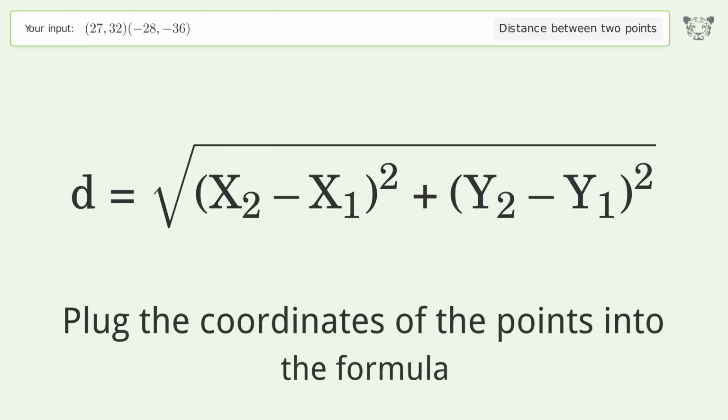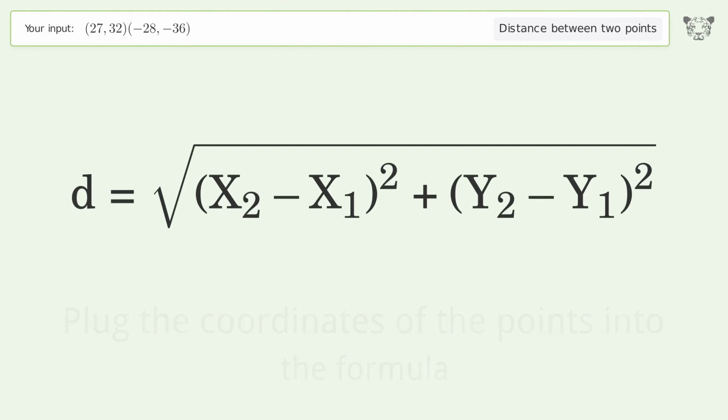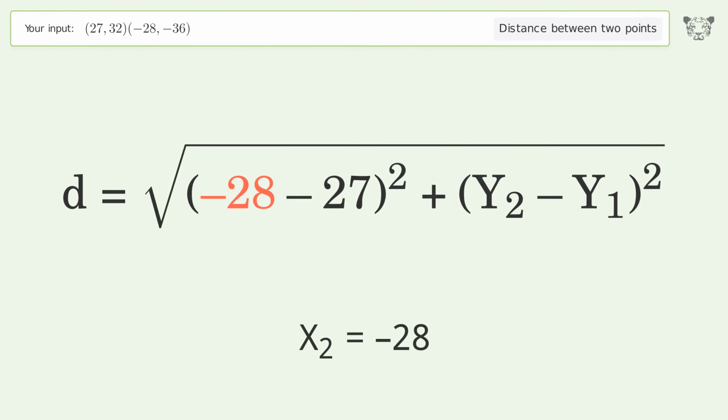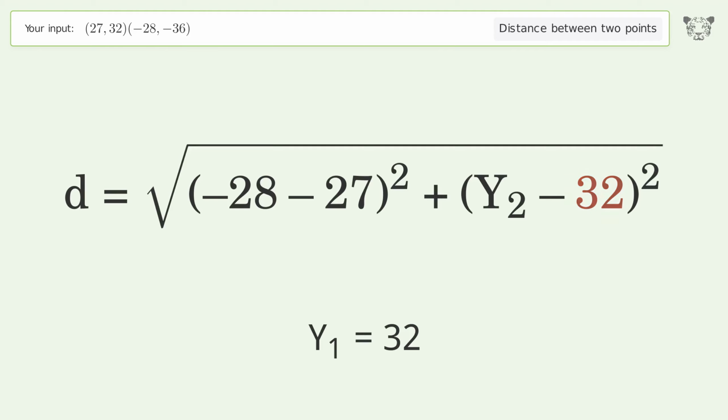Plug the coordinates of the points into the formula. x1 equals 27. x2 equals negative 28. y1 equals 32. y2 equals negative 36.